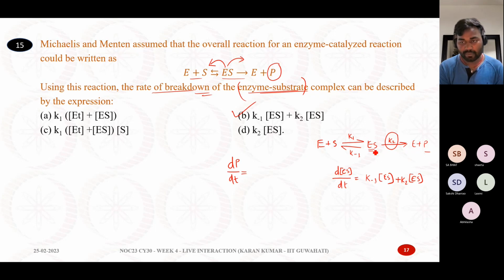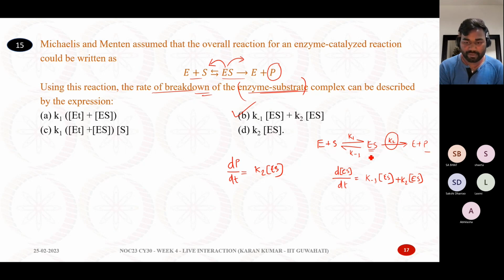For product formation, ES will be the reactant and K2 is the only way the product can be formed. But the breakdown of the ES complex can happen in two different ways. That is why these two terms were added. But in product formation, the rate will be K2 into ES, rate constant into reactant concentration. Okay.